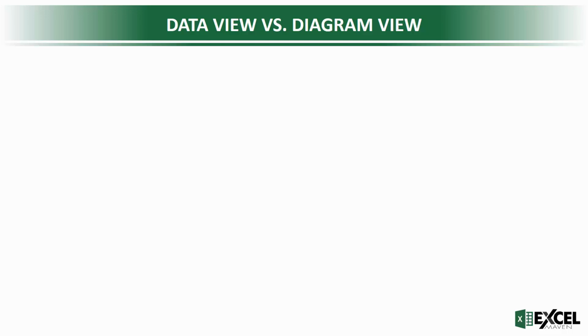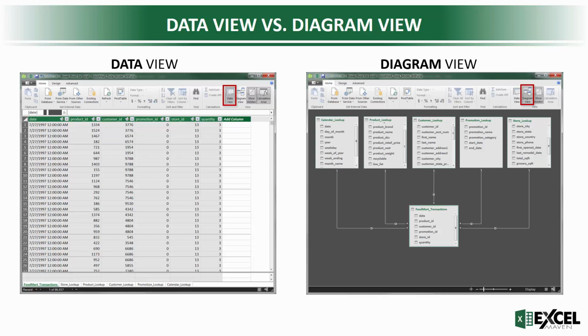All right, time to explore the two main views in the data model window, the data view and the diagram view. Now you can swap back and forth between them using these buttons right here on the right side of the ribbon. So this is data view. This is the view that we're used to seeing so far. It's the view that actually outlines the data and shows the values organized by tabs.